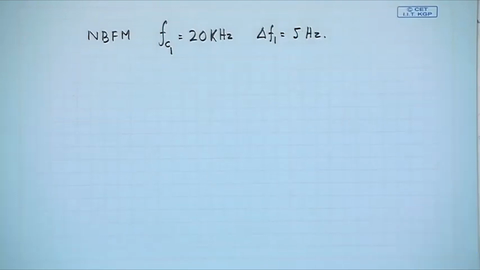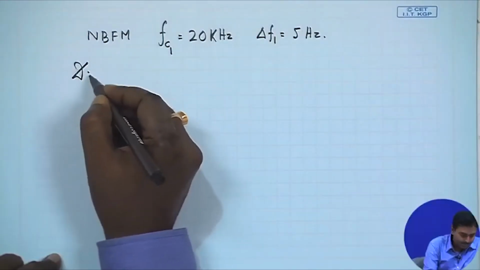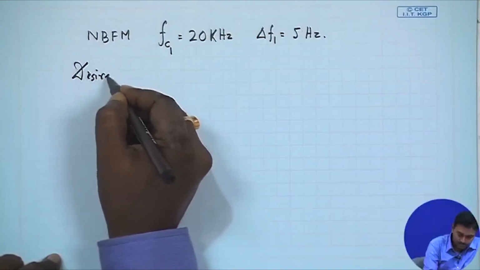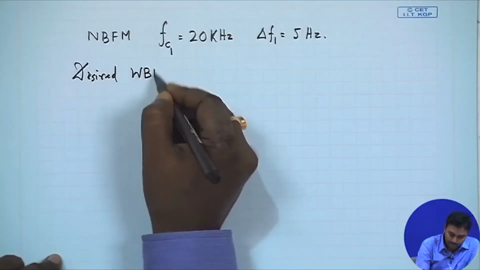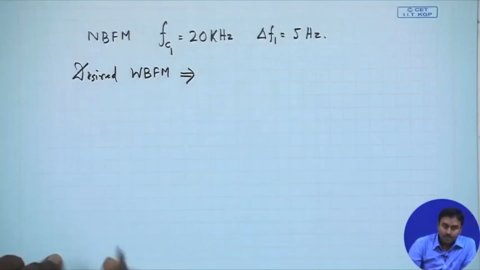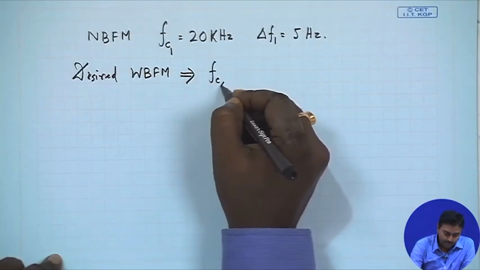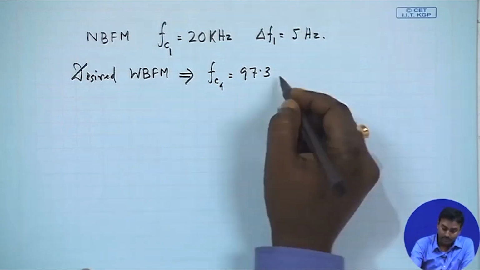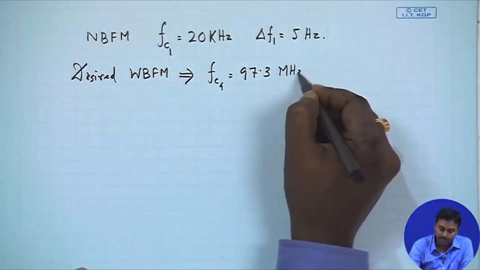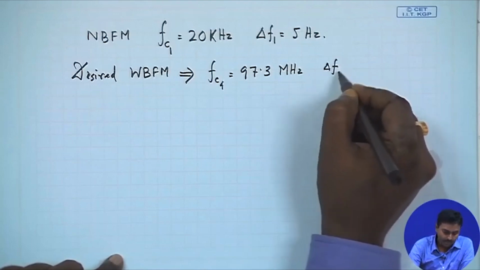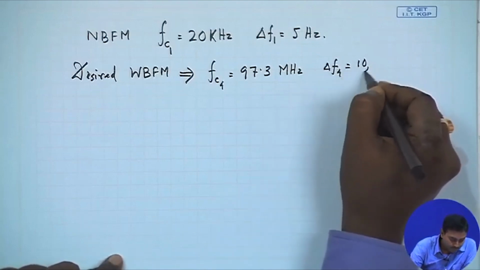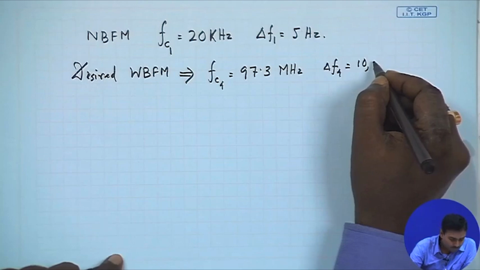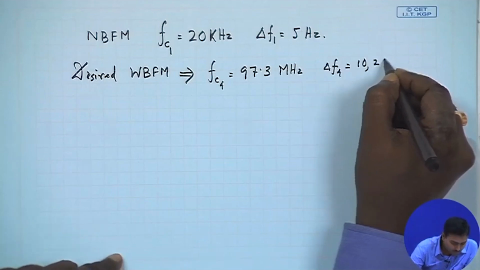Okay, so that is very small. So, it should be classified as narrowband FM, and what I want is a desired wideband FM where the specifications are Fc4, that is 97.3 into 10 to the power 6, or I should say 97.3 megahertz FM, and del f4 is 240 probably, yes.